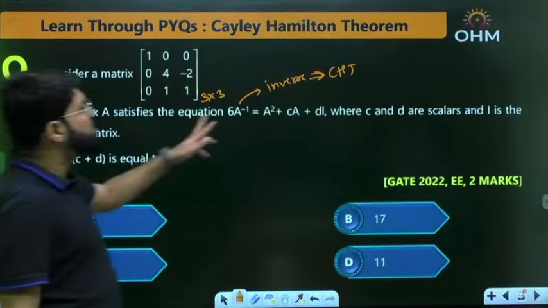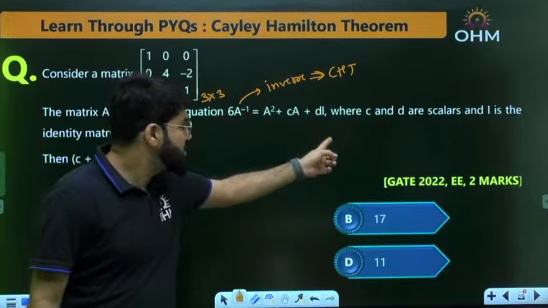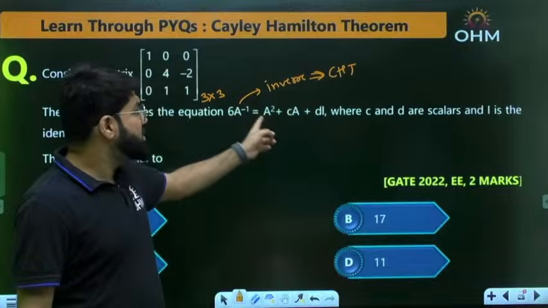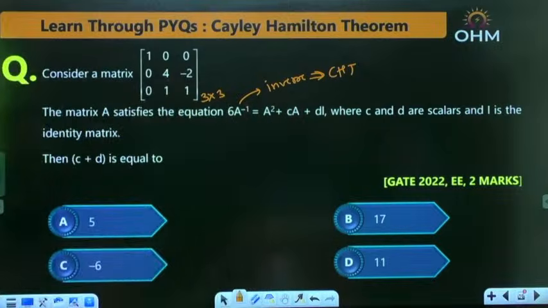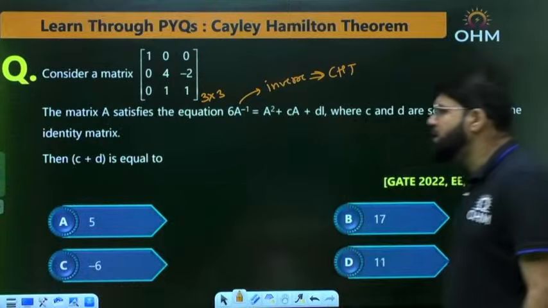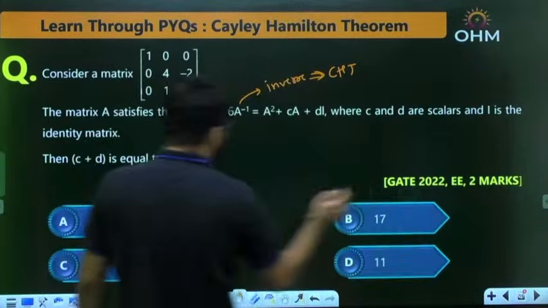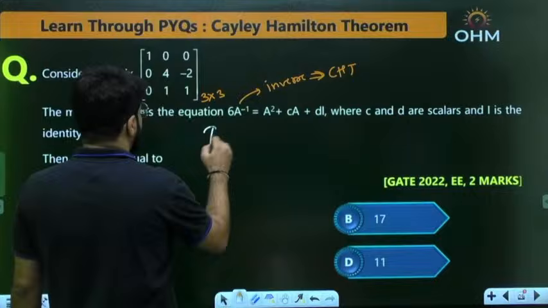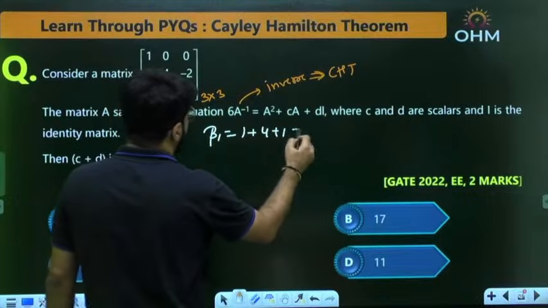So there is the equation of inverse given as 6A inverse equal to A square plus cA plus dI. C and D are scalars and I is identity matrix. What is C and D? I mean, they are asking C plus D. So first we can find both C and D. Let's find out the characteristic equation. So what is the beta 1? As I told you, trace. 1 plus 4 plus 1, 6.